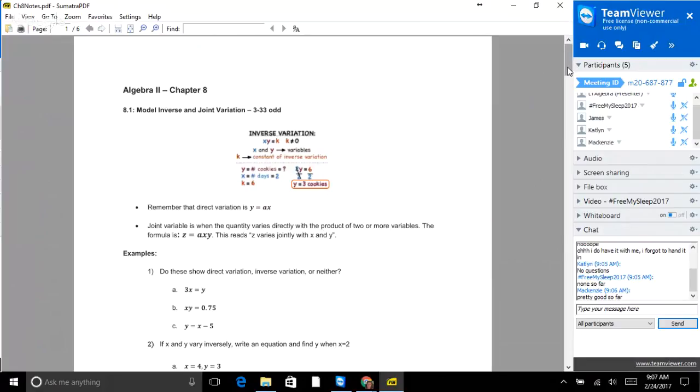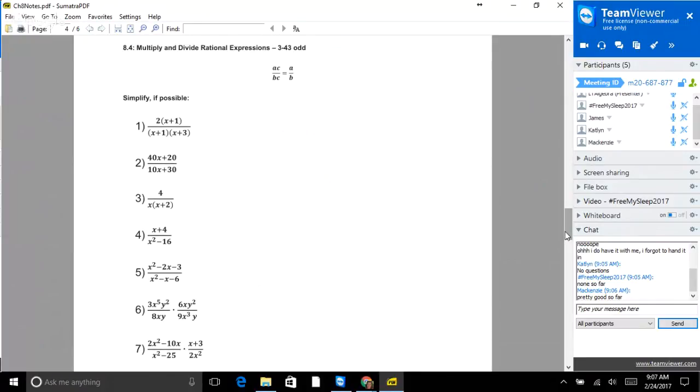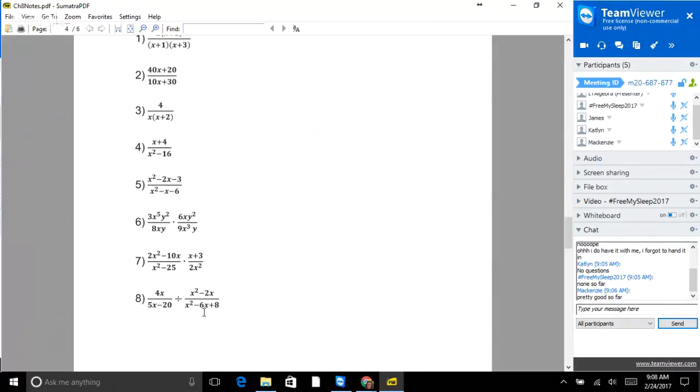And then we went to 8.4, hence all the scrolling, which is basically simplifying expressions with rational expressions, is what I should say. We did a lot of examples on here. I don't think we did 7 and 8, so I want to make sure we do 7 and 8. And then I'm going to go a little bit into 8.5. I'm going to do basically the easy part of 8.5. Then we'll save the hard stuff for Monday when we can all be together. So I'm anticipating today should be slightly shorter, but we'll see how that goes.